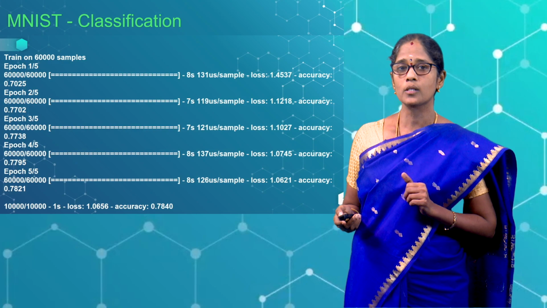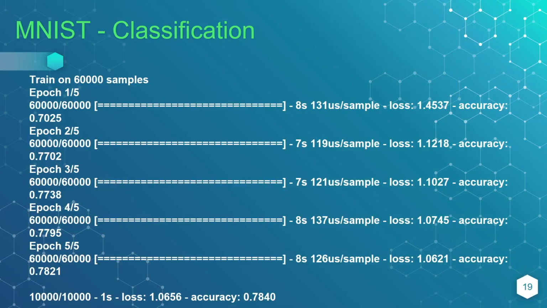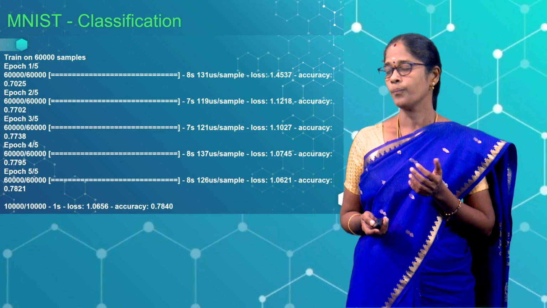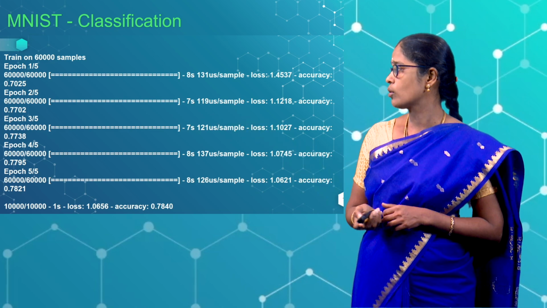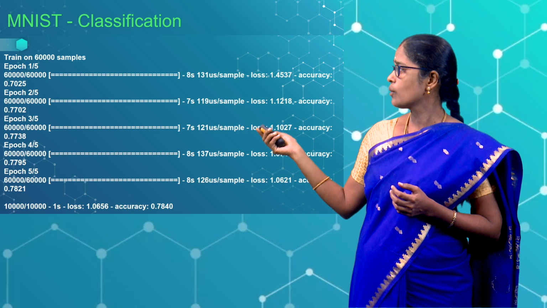So, if you run this code, you will get the outputs like this: epoch 1, epoch 2, epoch 3, epoch 4 and epoch 5. At the last, we got an accuracy of 78%. Usually, our accuracy should be more than 85 or 88 or 90 will be a better one.